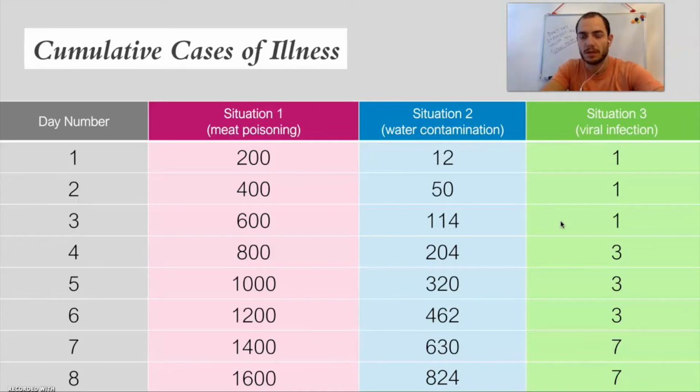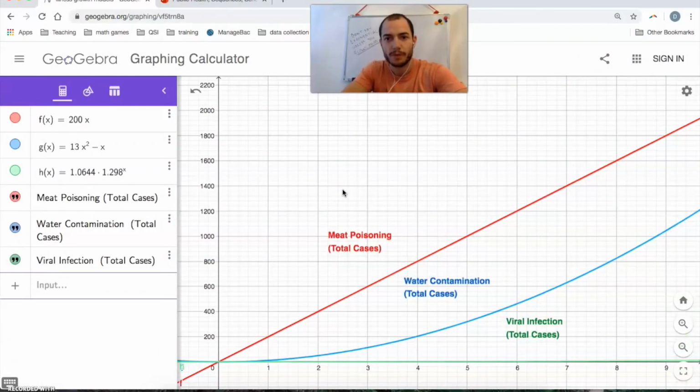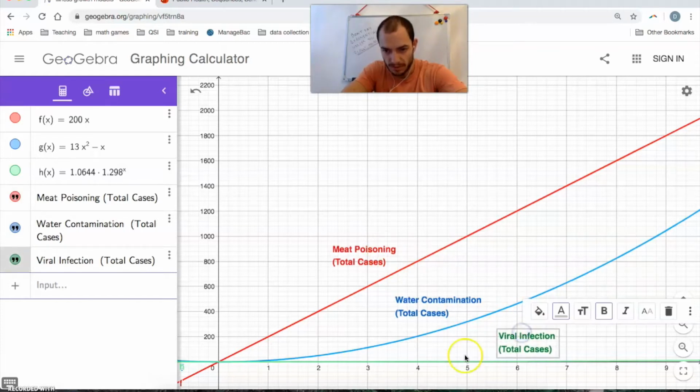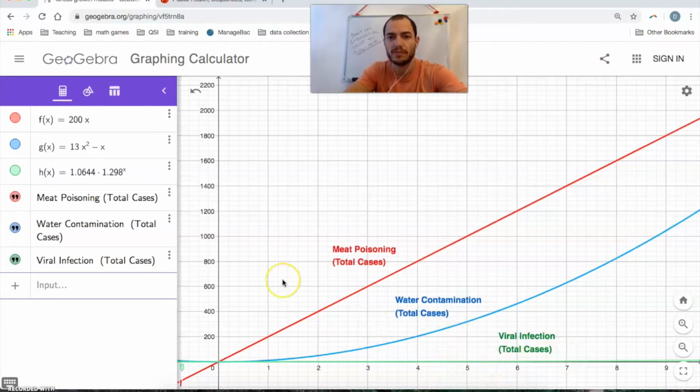Let's take a look at what these actually look like on a graph to give us a kind of visual representation of what these numbers actually mean. All right, we have three graphs here. Again, the red one is for meat poisoning, the blue one is for water contamination, and the green one, which you can barely see down here, just creeping along the x-axis, is for the viral infection.